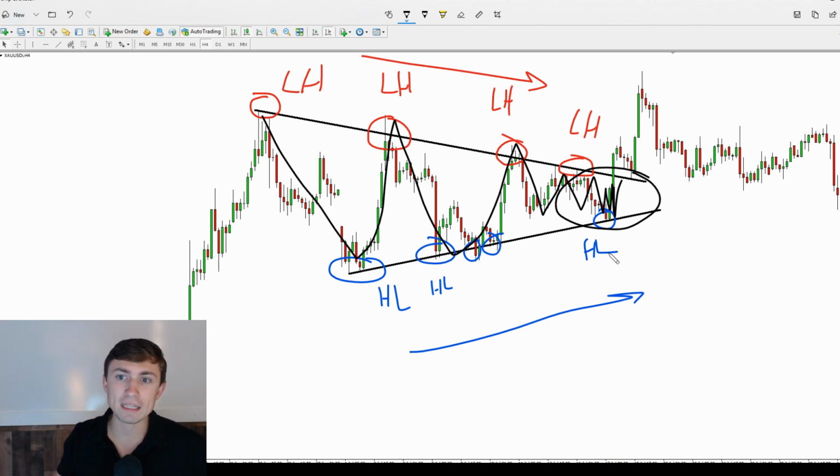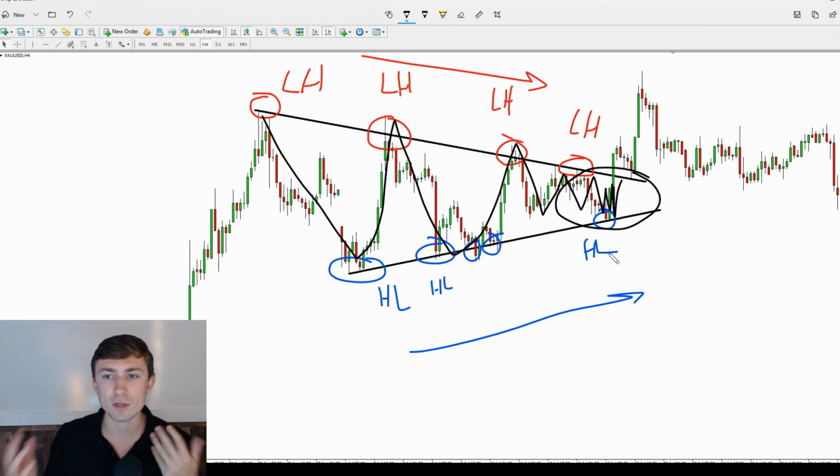Now, wedges are something that I really like to trade, especially on the intraday level, because I think we get some really big explosions, especially during a good market session. If you trade the London session or the New York session, we get some pretty good volume and pretty good movements. And wedges can be a beautiful thing to trade in those particular sessions, right?